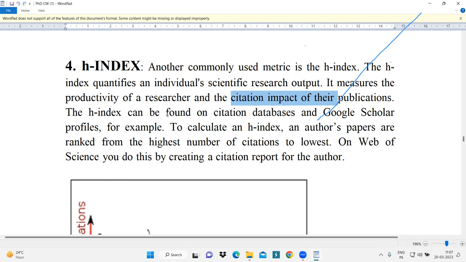The H index can be found on citation databases and Google Scholar. We usually find the H index on the different citation databases and Google Scholar, with one database mainly extracting the data from Google Scholar.